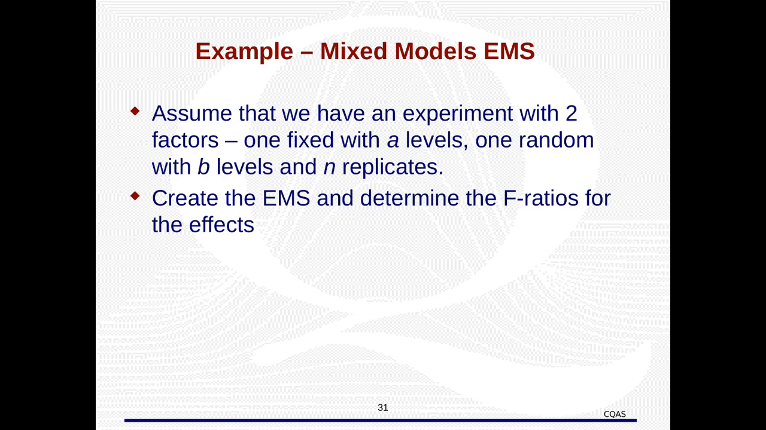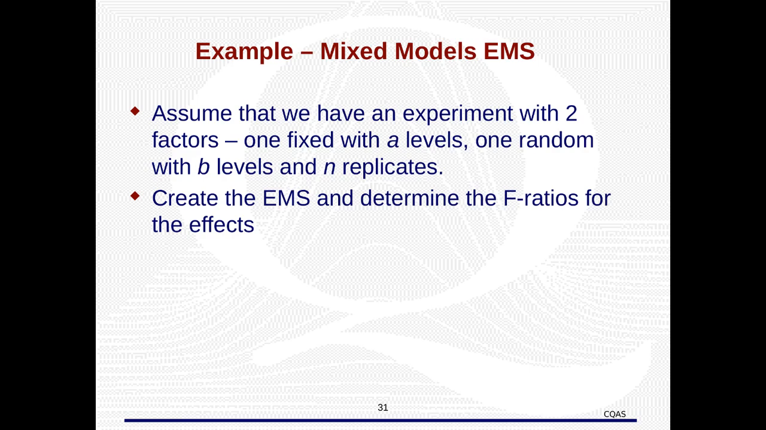To create the expected mean square, EMS, for this mixed model experiment, we need to consider several components: the fixed effects, random effects, and residual errors. The EMS will be a weighted average of these components, reflecting their respective variances. Let's denote the EMS for the fixed effect as A, the EMS for the random effect as B, and the EMS for the interaction between the fixed and random effects as AB. We also have the EMS for the residual errors, denoted as E.